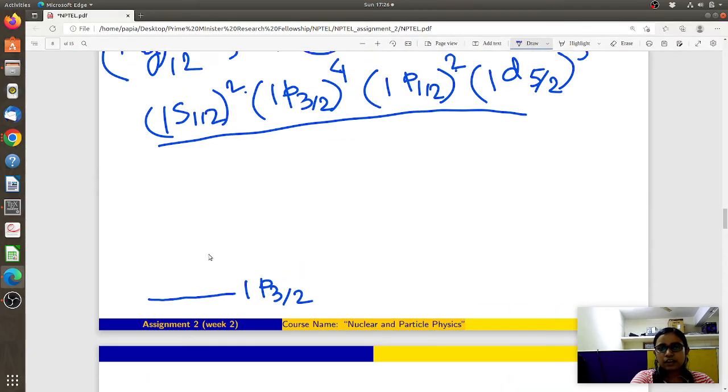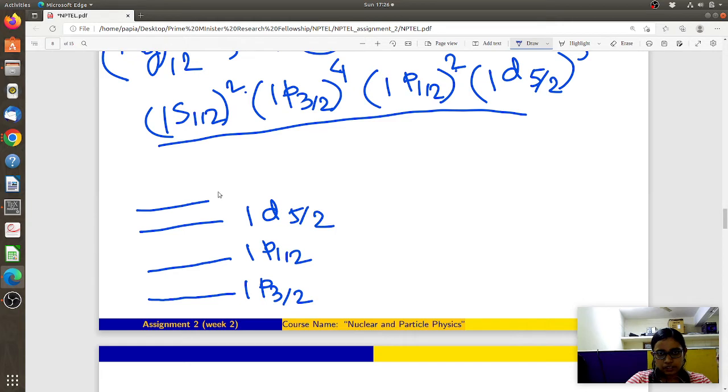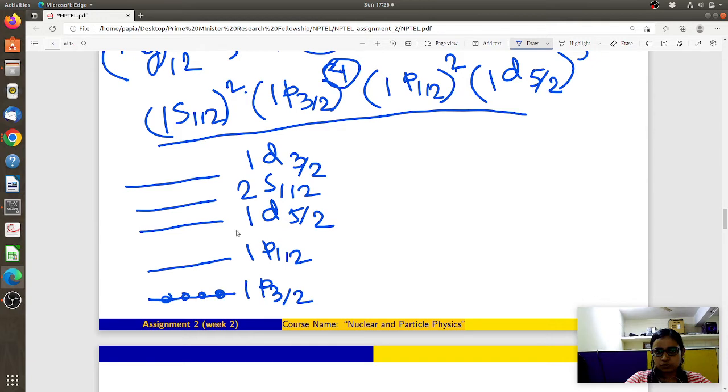And I am only talking about 1p 3/2, 1p 1/2, 1d 5/2, then 2s 1/2, and then 1d 3/2. Okay, so in that 1p 3/2, 4 nucleons will be there, so we can write here 1 2 3 4, and for 1p 1/2, 2 will be there, so I am writing like that.